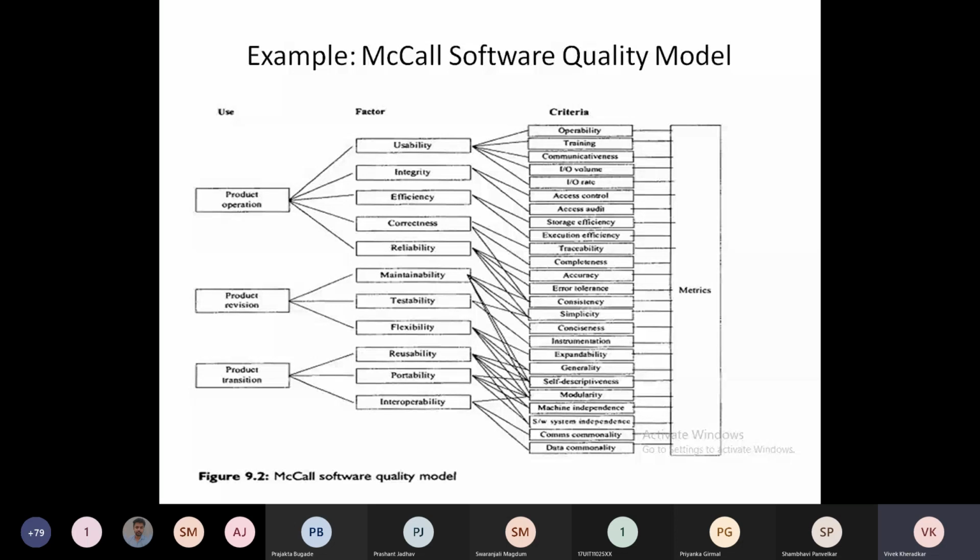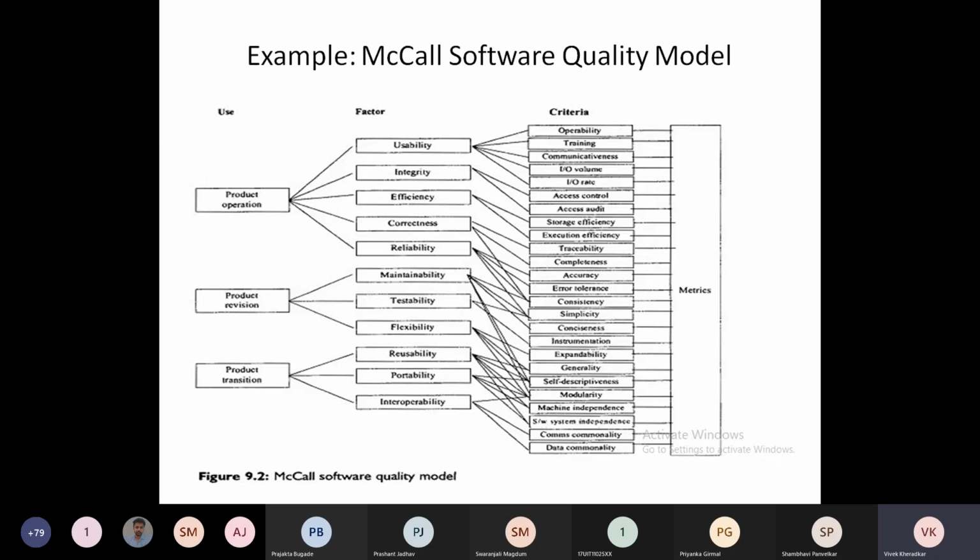For measuring these criteria, we have direct metrics. For example, we can measure accuracy, IO volume, training, and operating directly. Once you calculate these criteria values, that helps to find the key factor, by which you can measure the software quality. So the approach used by this McCall model is decomposition.